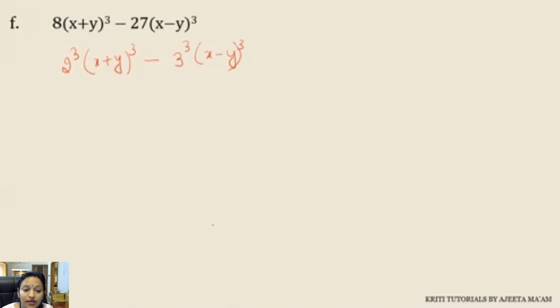Now we can join the two things together. How? (2x plus 2y) the whole cube minus (3x minus 3y) the whole cube. Now this makes your question very easy. All of you can do it now. It's in the same way as we did the previous question, the (x plus 1) whole cube and (x minus 1) whole cube question we did, and it can be easily solved with that.